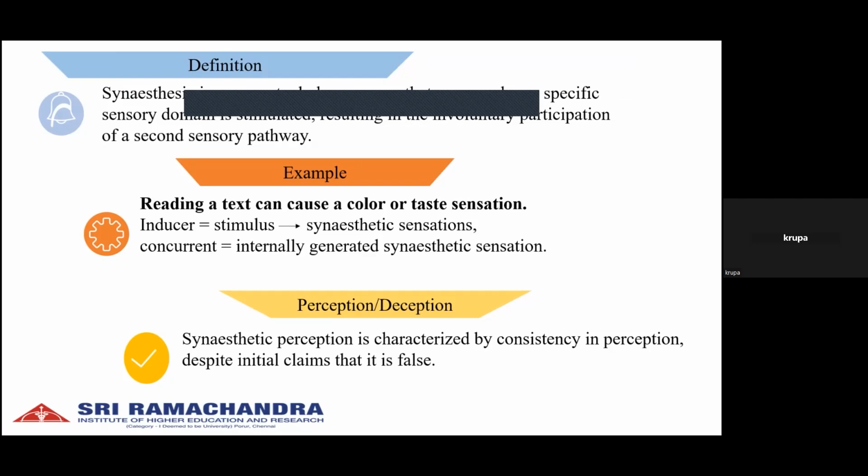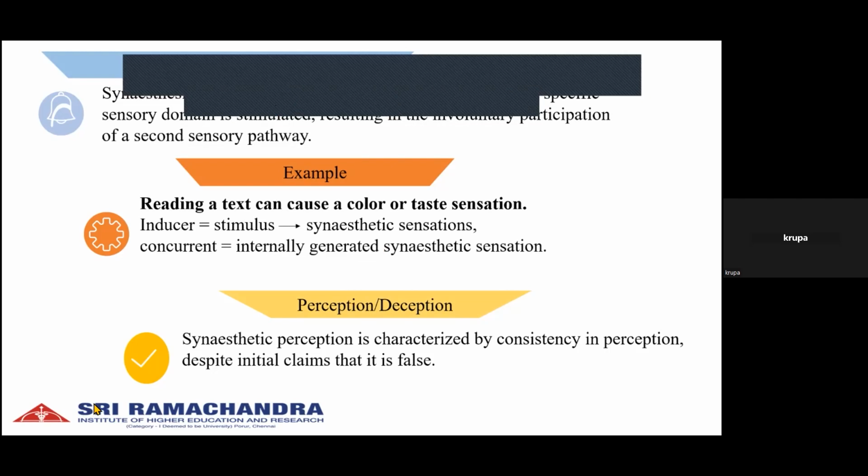Here the inducer is the stimulus. The stimulus induces that synesthetic sensation, and the synesthetic sensation is called the concurrent. Initially, claims of synesthesia as a falsified perception were there, and later on, because of the consistency in perception, the claims were proved false. So there are ways in which we can understand synesthetic experiences, as in, it is a process. It goes on. I'm sorry, I'm not able to move to the next slide.